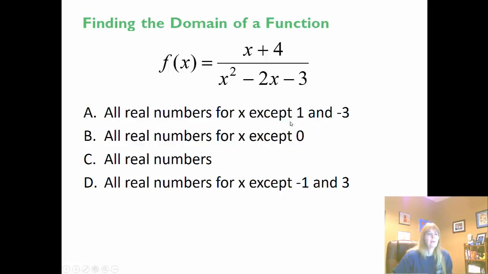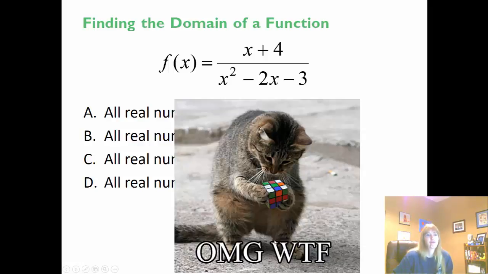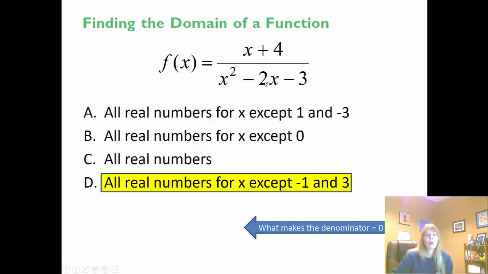All right, find the domain of the function. No clue what to do. Well, we got to go back and we have to remember what domain means. The only time you have to worry about domains is if you're dividing by 0, taking the square root of a negative number, things like that. And so if I do not want to divide by 0, I need to figure out what numbers would make the denominator 0. And what I actually did is I factored the denominator.